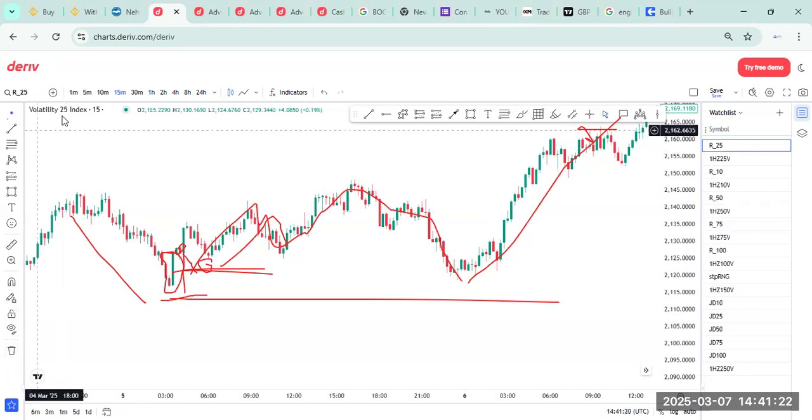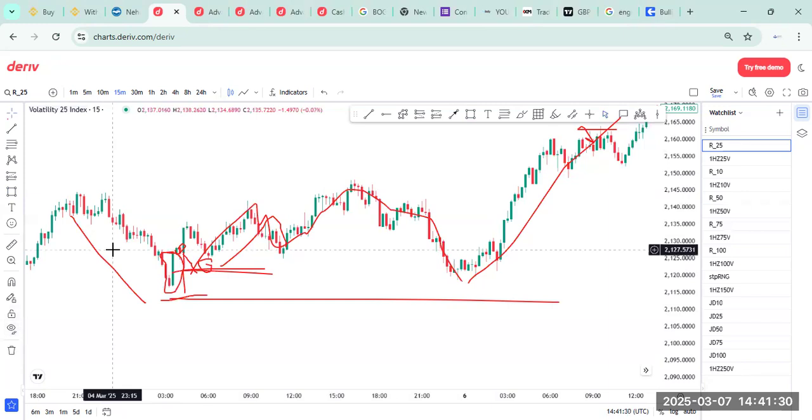Except that on the lower time frame, you have access to more candlesticks, and sometimes it becomes confusing and disturbing. That is why you have to stay with the higher time frame.